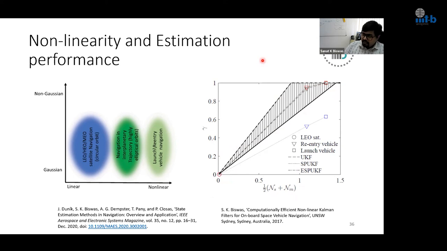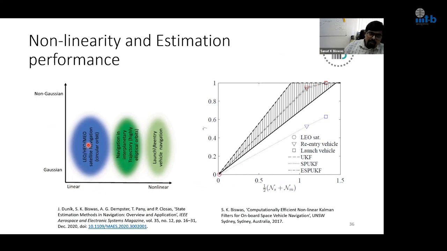That means gamma is high. So that is why we are getting a smaller, higher improvement in the unscented and extended Kalman than the extended Kalman filter. So now the question is, and this is another way of telling this, that we have linear to nonlinear in the x-axis, right? It's again a qualitative sense, it's not a quantitative sense.